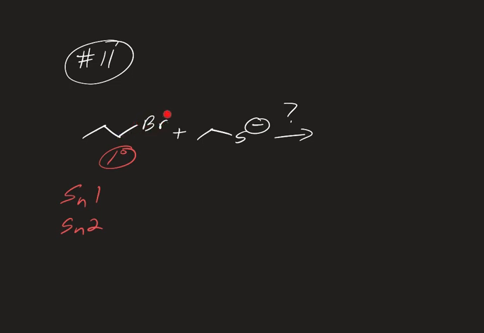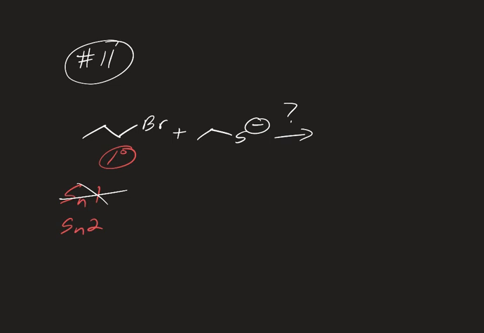This leaving group is bonded to a carbon that's bonded to 2 hydrogens. That's primary. If it's bonded to 1, that'd be secondary. If it's bonded to none, that'd be tertiary. So if it's a primary alkyl halide, can we eliminate one of these, SN1 or SN2? We can eliminate SN1. SN1 can't have a primary alkyl halide, and we're going to learn about why that is as well. So this has to be an SN2 reaction.